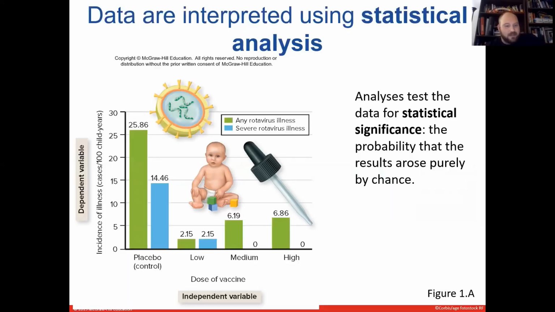Then by the time you get to the medium, you have 6 individuals that had any rotavirus illness with no severe rotavirus illness. And then you had almost 7 individuals per 100 children that had any rotavirus illness, with none of them having a severe rotavirus illness. So in this case, there's probably a good chance that there does seem to be an increasing effect of the vaccine when it comes to decreasing severe rotavirus illness. However, notice that that doesn't necessarily apply to any rotavirus illness. So you may still get sick, but you're not going to be nearly as sick.